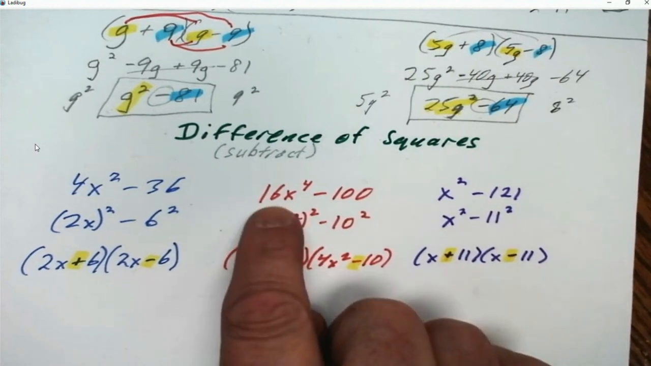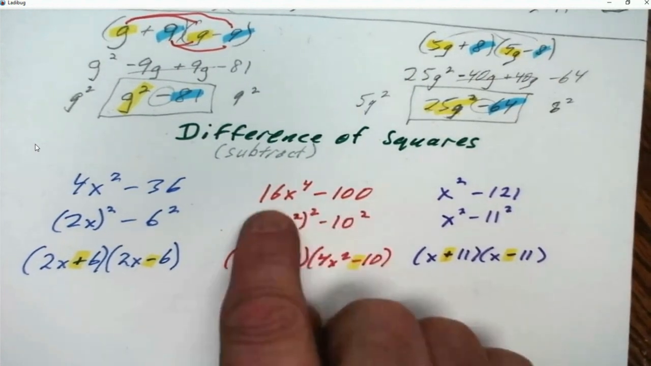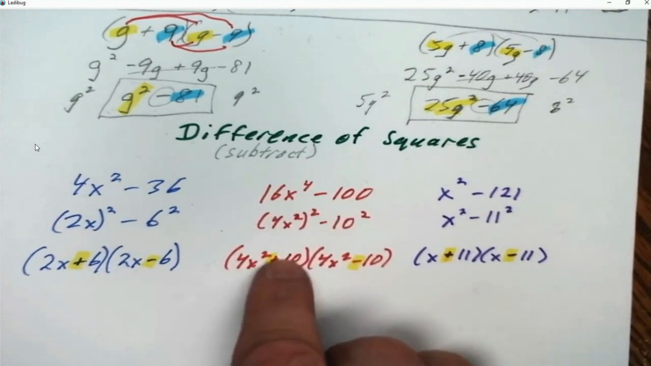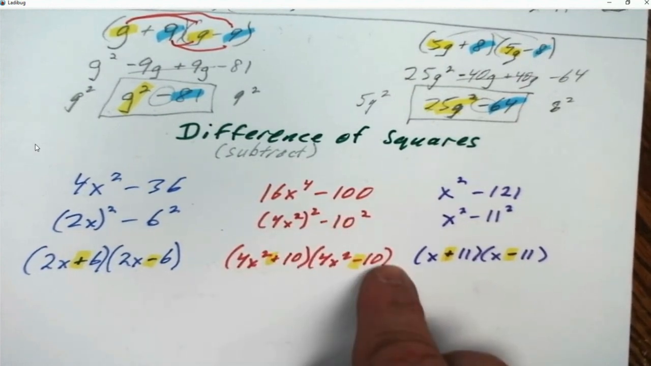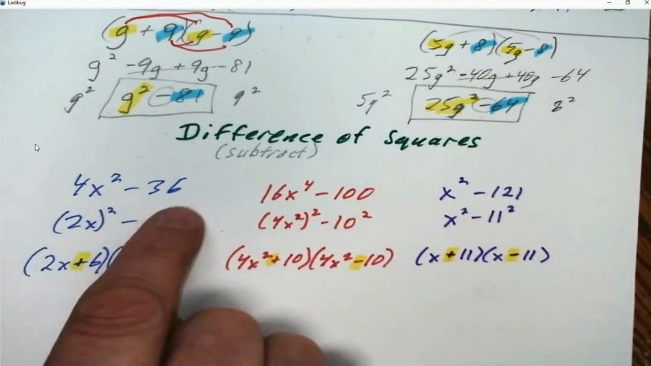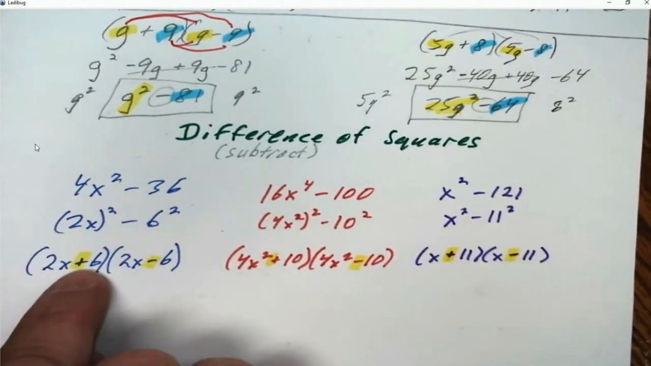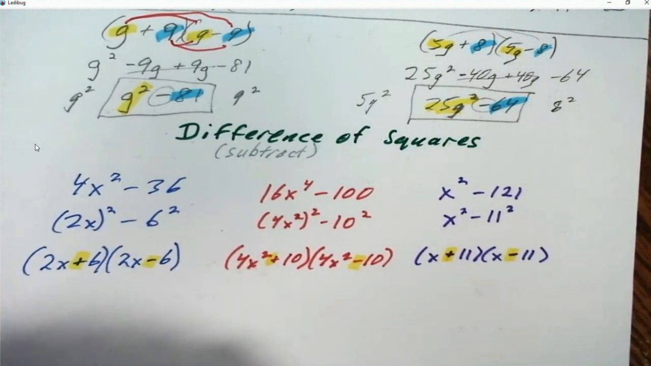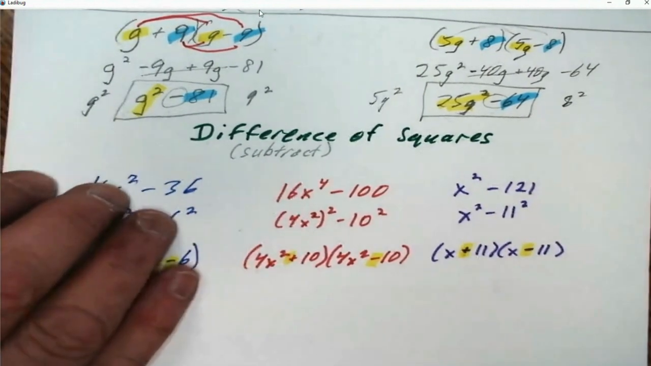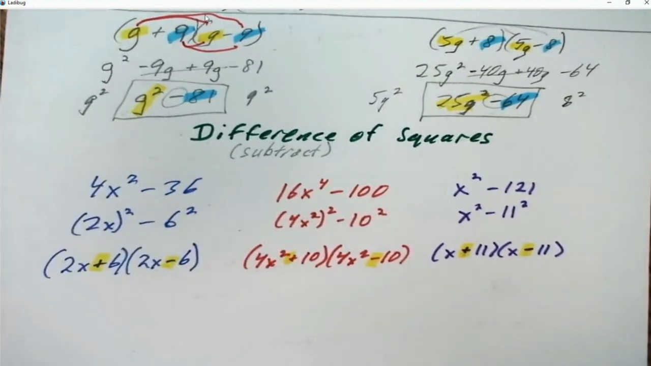This is a 4x squared and a 10 that are squared. This is a 2x and a 6, both being squared. One's plus, one's minus. Difference of squares. So this is one of the shortcuts that we're learning this week, if you recognize you have the difference of squares.